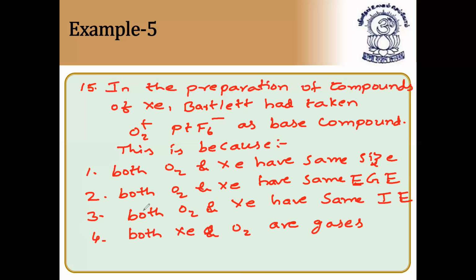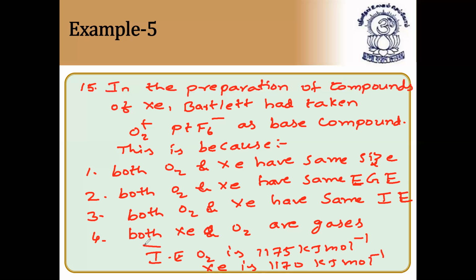So many of you know. Since the ionization energy of oxygen is 1175 kilojoules per mole, and xenon is also 1170 kilojoules per mole, almost they are similar. So that's why he tried. This I explained in the first slide only. I hope it is clear. So the answer is: since both oxygen and xenon have the same ionization enthalpies, that's why they are compared as the base compound.